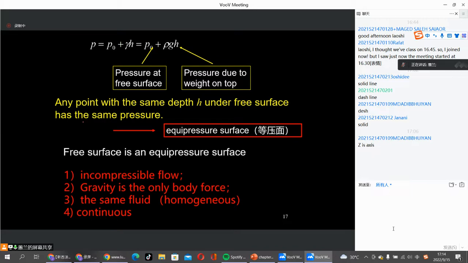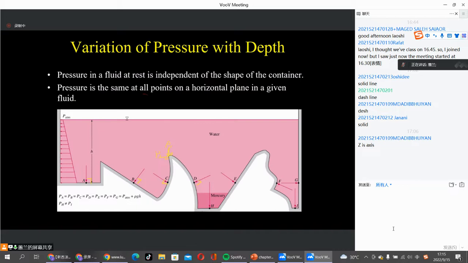It's very important that it's the same fluid, meaning the density everywhere is the same. And it's continuous. For this course, we assume that the fluid is continuous. We don't study fluid molecules. We study the fluid element or fluid particle, which includes thousands of fluid molecules. And we can now discuss the variation of pressure with depth.